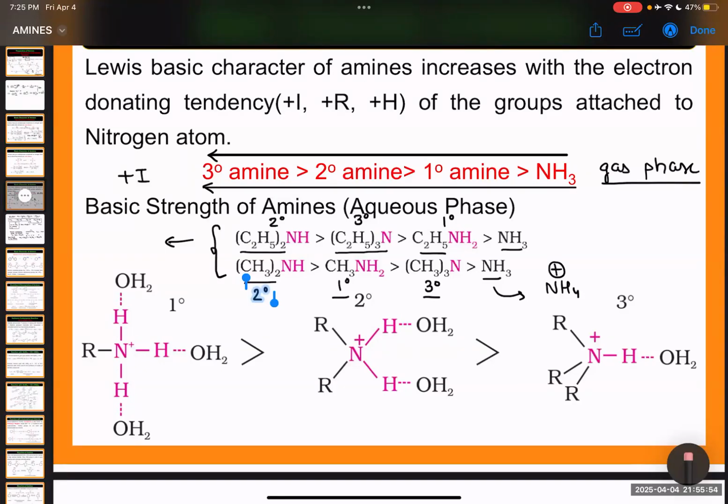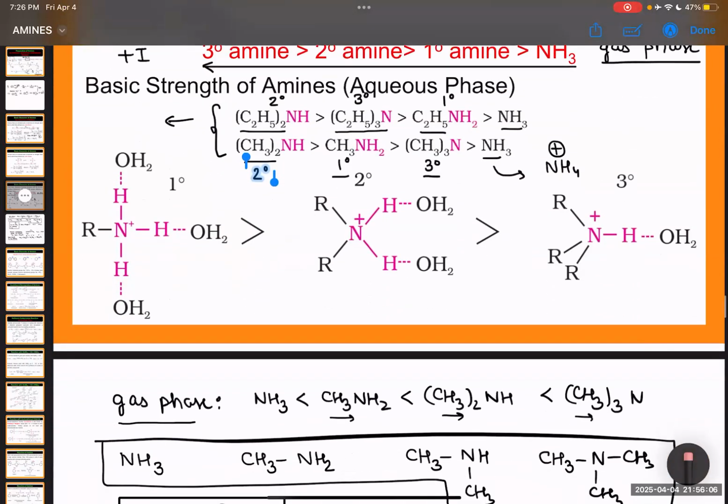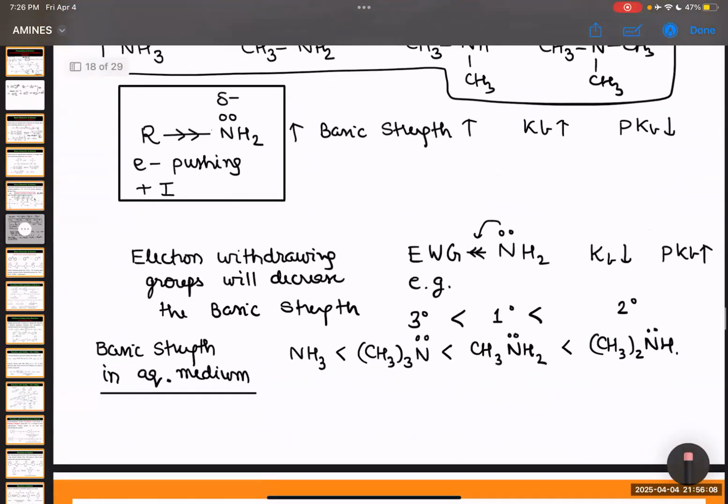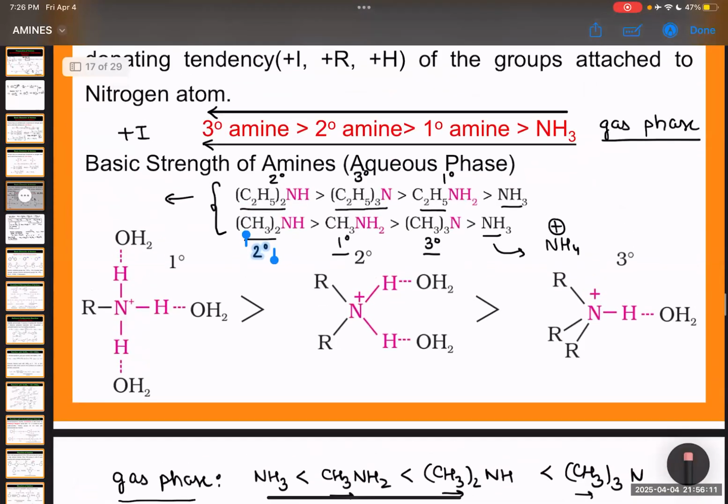It is because of the hydrogen bonding, whose order is different from the order of the inductive effect. Got it? So this you should remember, very important. So this I hope is clear to you. Do remember it, in water. But if somebody asks you in the gas phase, no need to worry. More alkyl groups, more basic. There it is simple because there is no hydrogen bond.